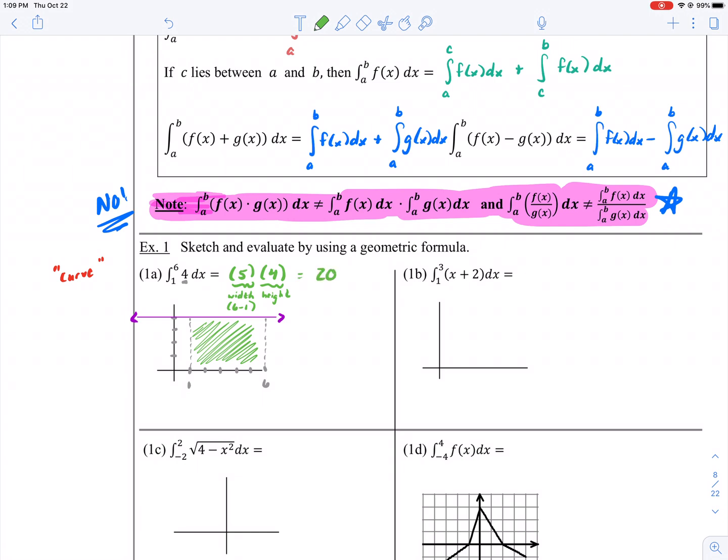Now, that is 20 units squared. But I do not have inches or meters or feet attached to that. As long as it's an integral, we know that it's in units squared. We don't necessarily have to attach a unit unless it's an application problem. So let's look at another one.